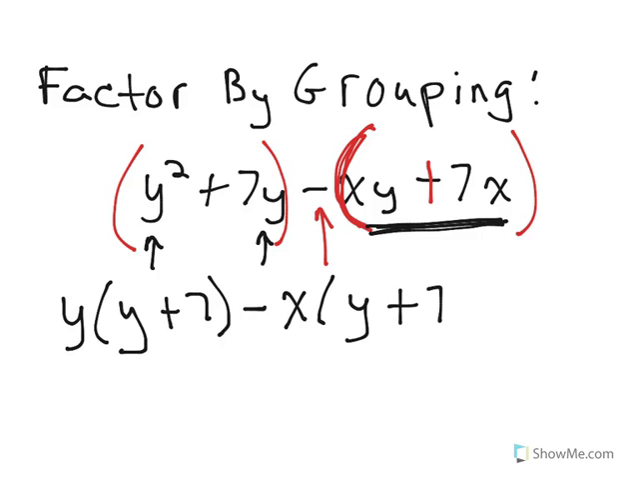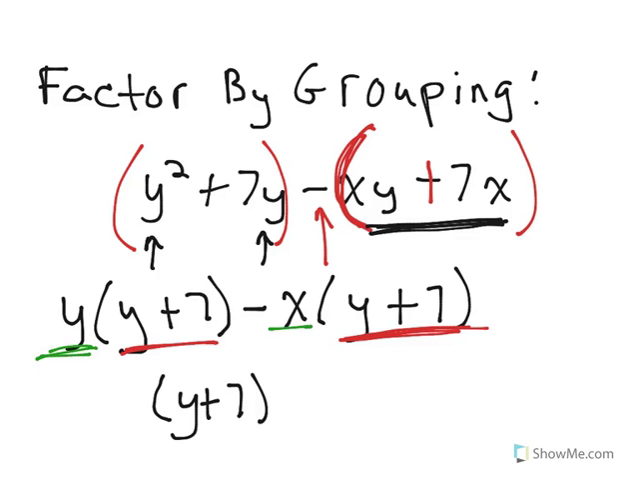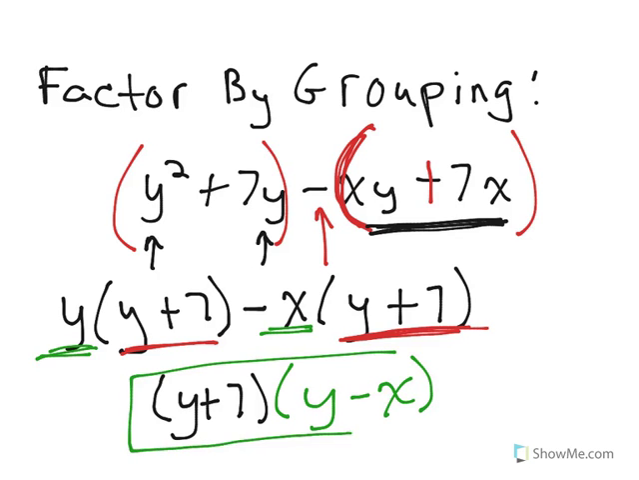y plus 7. Now notice we have 2 sets of parentheses that are exactly the same. We list that set of parentheses one time and then group the outside terms into another set of parentheses. Final answer, y plus 7 times y minus x.